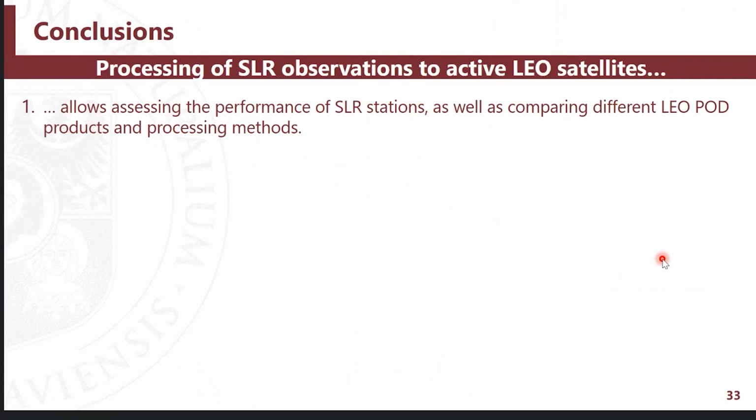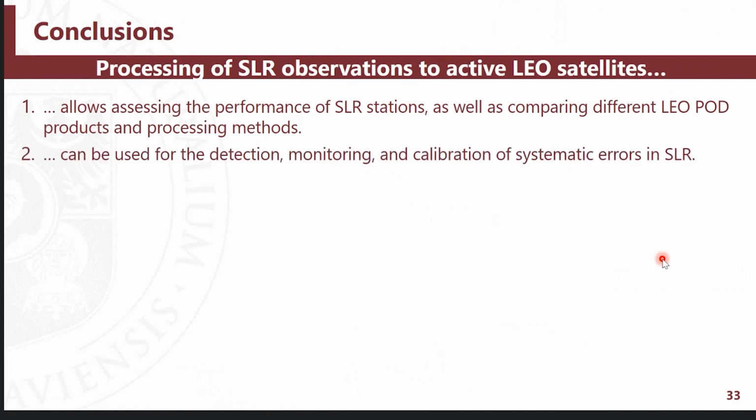And conclusions. Processing of SLR observations to active LEO satellites allows assessing the performance of SLR stations as well as comparing different LEO POD products and processing methods. I have shown that in some cases the kinematic approach may be sensitive to the solar activity index, or that stations which are equipped with CSPAD detectors give better observations than other types. SLR observations to LEO satellites can be used for detection, monitoring, and calibration of systematic errors.